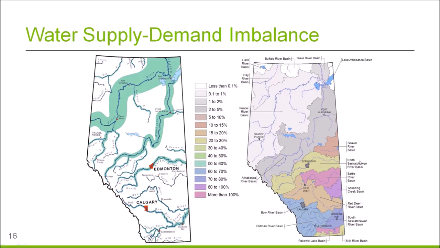The right side is showing how much water has already been allocated from different river basins. Now, if you look at these numbers, if you move more south, you'd see that more water is being allocated from that portion of the province compared to northern Alberta. So when you look at these two plots side by side, you notice that we have more water in the north and less in the south, but water demand is more in the south and less in the north. So it's a complete imbalance between water supply and water demand.